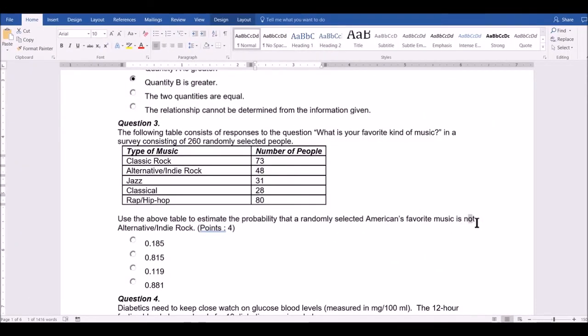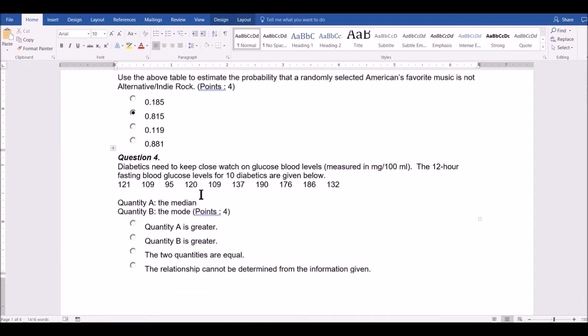So we saw the word not, and that indicated that everything that is not the alternative indie rock. So that was all the other ones. Okay, so we could have done 1 minus that, or add the other ones up and divide that by the total. Either one. All right, question 4.